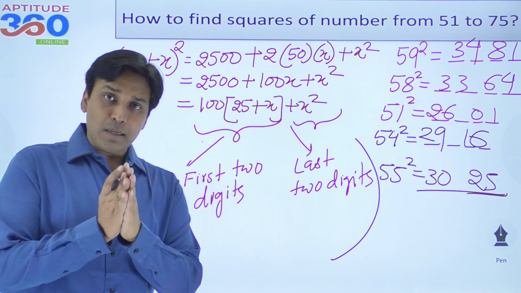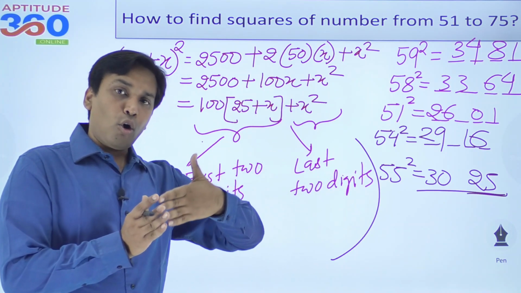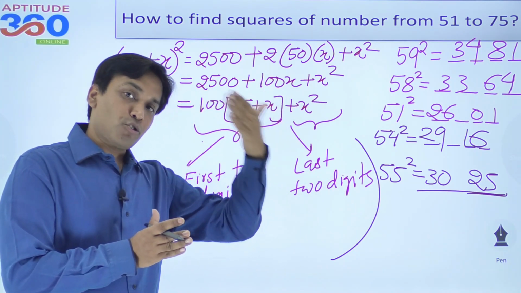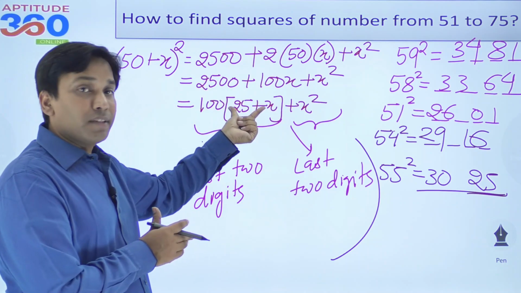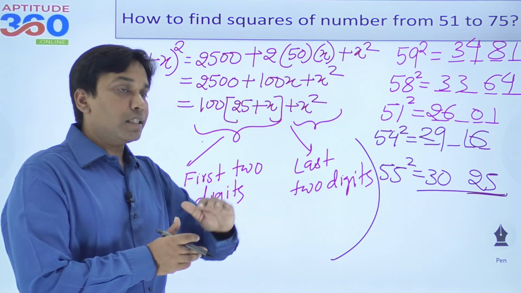So it's pretty much similar to the 26 to 50 category. Over there you are subtracting. It was 25 negative x. Out here it is 25 positive x, isn't it?